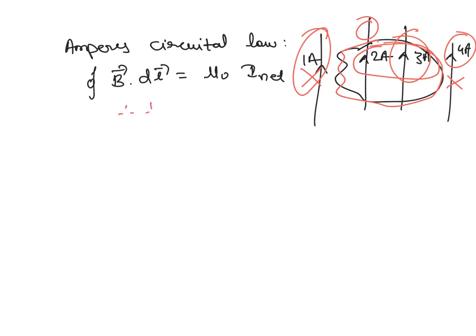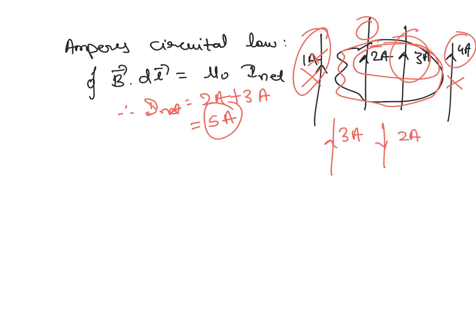So the net current must be equal to how much? 2 ampere plus 3 ampere, that is 5 ampere current included in that. Suppose one current is like this, 3 ampere, and one more current has a direction opposite to that, and it is 2 ampere. At that time we take the subtraction: 3 ampere minus 2 ampere, that is 1 ampere, which will be the net current in that particular closed surface. So this is the Ampere circuital law.